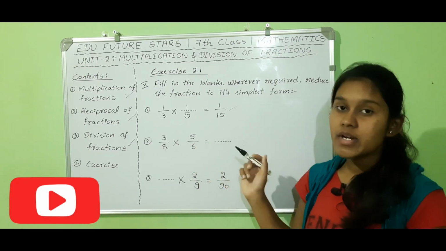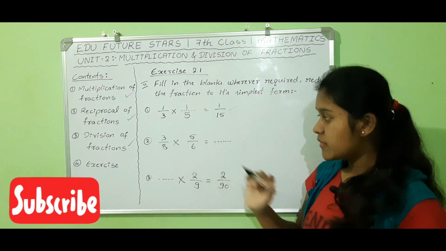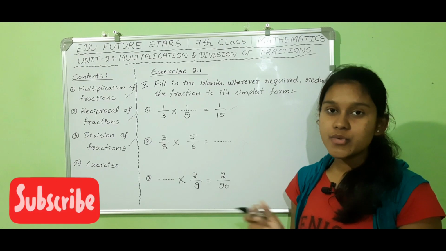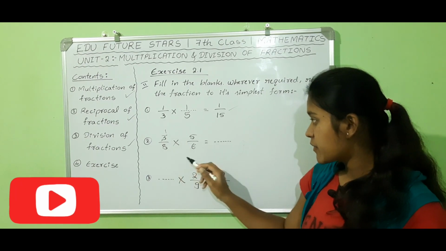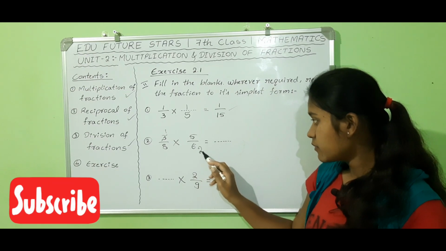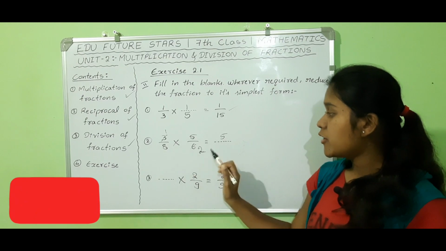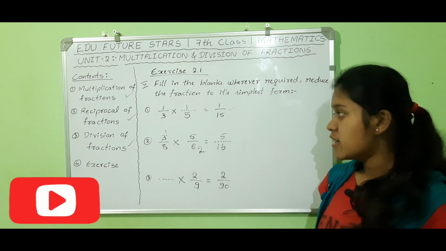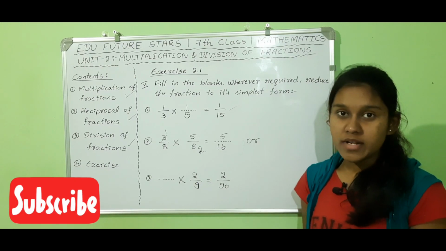Otherwise, you can also reduce it to the simplest form, because here we have a 3 and here we have 6, right? So those two can be divided, right? So let's divide those two. 3 ones are 3, 3 twos are 6, right? So let's multiply. 5 ones are 5, 8 twos are 16, right? So here only we cancel out. This is the one method, okay?